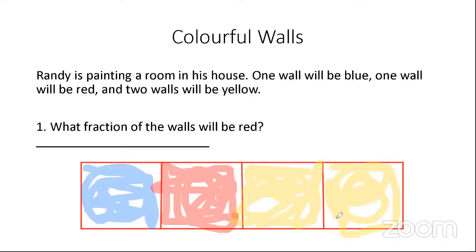Awesome. So these represent my four walls, and I'm showing here one blue out of the four walls, one red out of the four walls, and two yellow out of the four walls. Now, I asked you before what fraction would be red, and you said 1/4. Can you tell me what fraction would be blue?